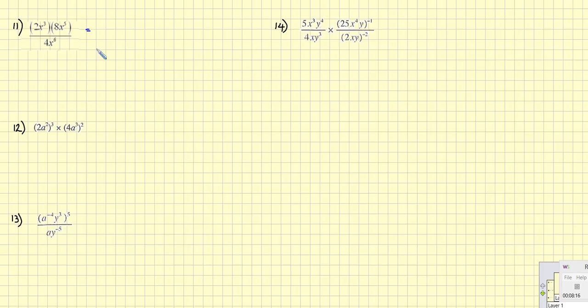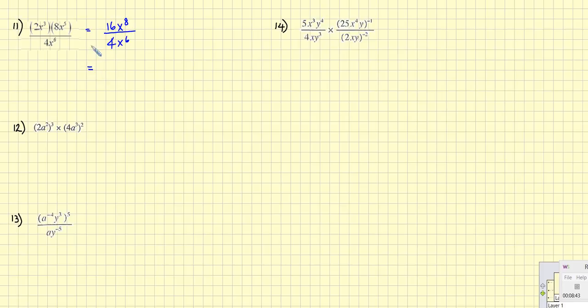So we've got 2x to the 3rd times 8x to the 5th. We can actually start simplifying by multiplying everything up in the numerator together, so 2 times 8 will give me 16, and x cubed times x to the 5th will give me x to the 8th. And that will be all divided by 4x to the 6th.